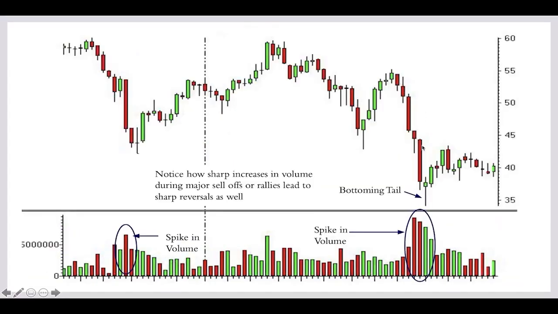Same thing right here. I mean, this is a perfect example. Huge drop. I mean, 1, 2, 3, 4, 5 red bars in a row. Nice amateur volume, and then boom, we get an igniting volume. So notice how sharp increases in volume during major sell-offs or rallies lead to sharp reversals as well.